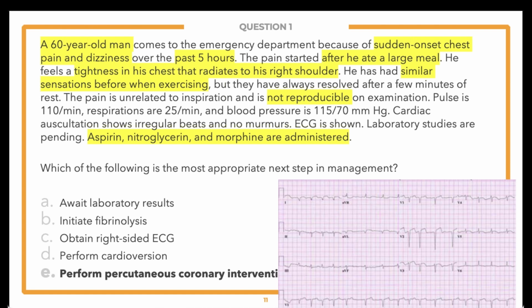Fibrinolysis is if it's in a rural area and they don't have a cath lab, they're not able to do coronary intervention, then yeah, go ahead, give them TPA. If they're in the middle of the woods somewhere. But if they're at a facility that has the ability to do it, always pick PCI first. Right-sided EKG, that's going a whole different route. That's not going to give you much information. That's if you're still suspicious of an MI and you want to catch the other side of the MI. In inferior MI, sometimes it's useful, but it's usually never the right answer.